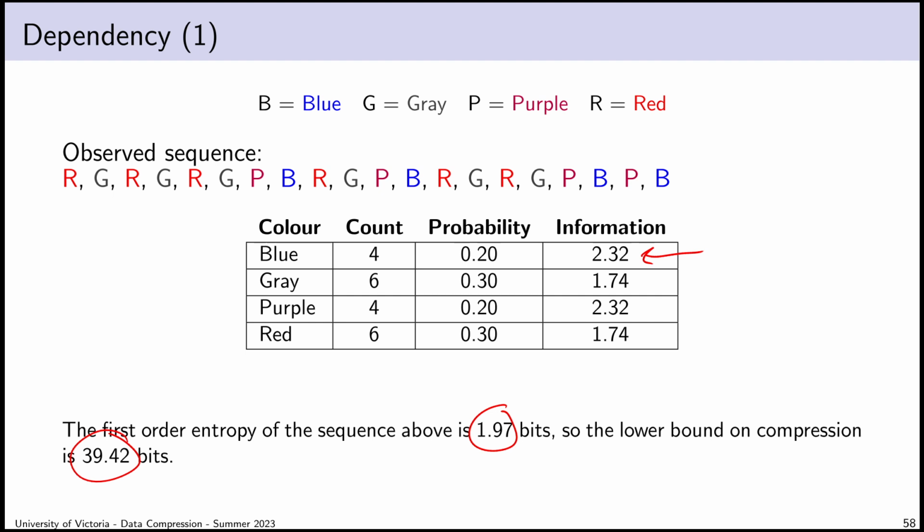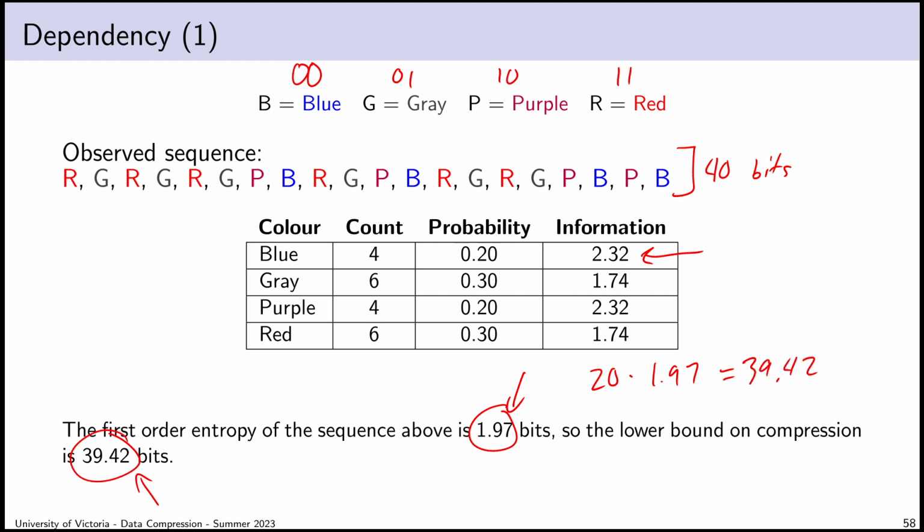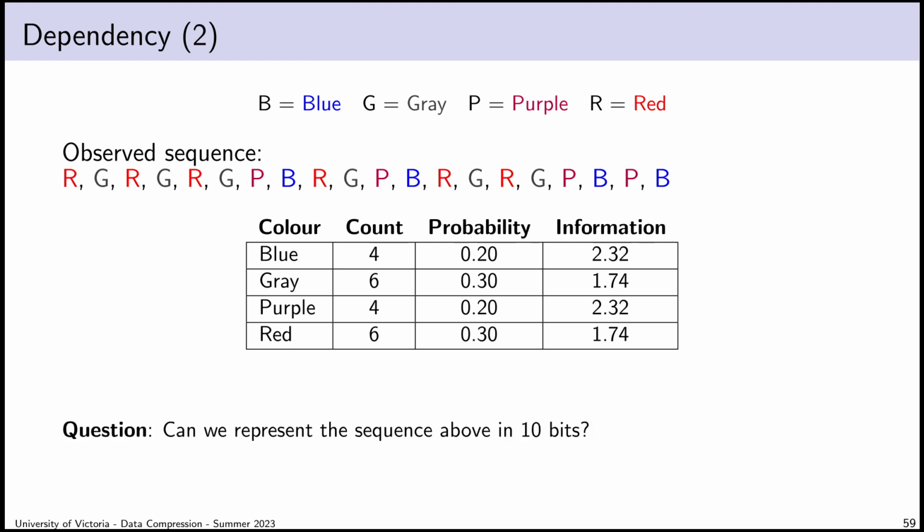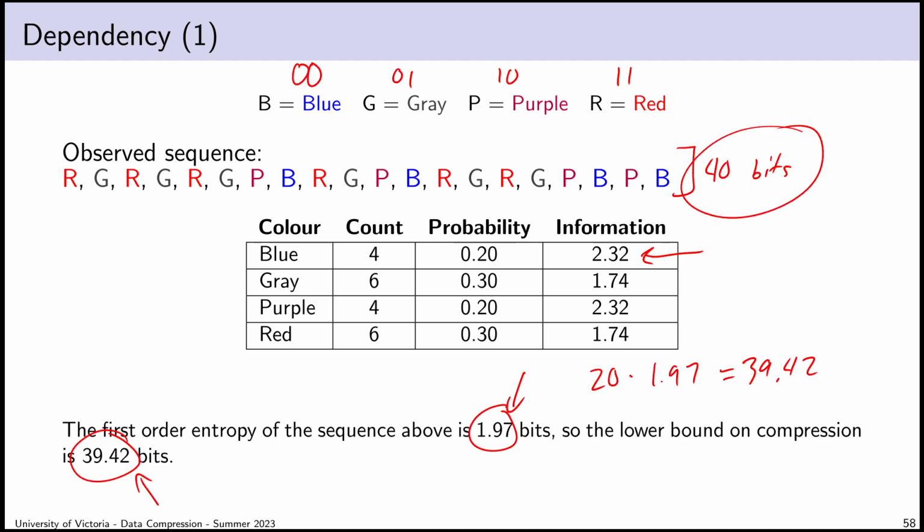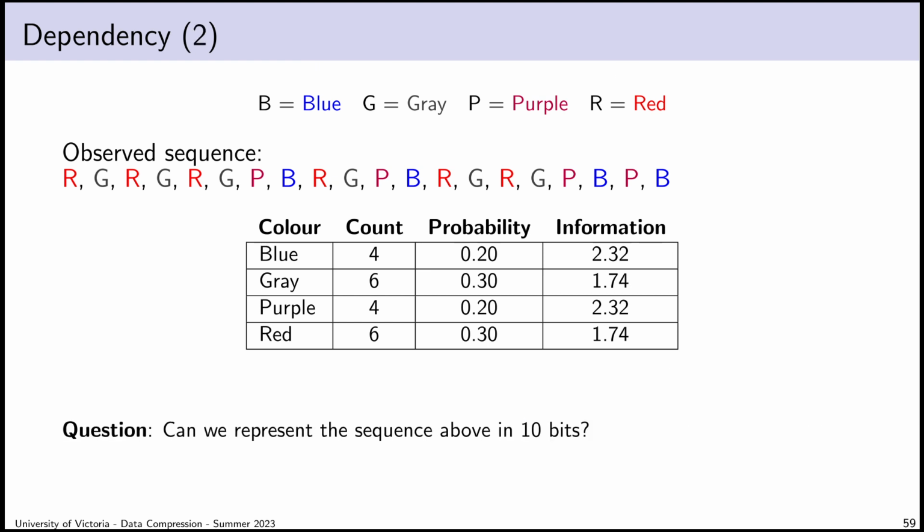Could I conclude, therefore, that in this sequence, if I use a 2-bit encoding, we'll just come up with an obvious one. If I use this, then I guess with my 40 bits, I am achieving the lower bound. It is true that if this is the entropy, the lower bound would be 20 times 1.97, which turns out to equal 39.42. So I am achieving the lower bound. Does that mean that I have achieved optimal compression? Well, I could then ask the question, can I represent the sequence in 10 bits? But if I have optimal compression, 40 bits, then the answer should be no, right?